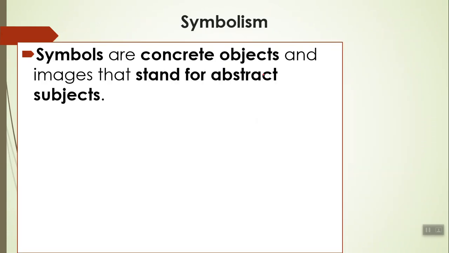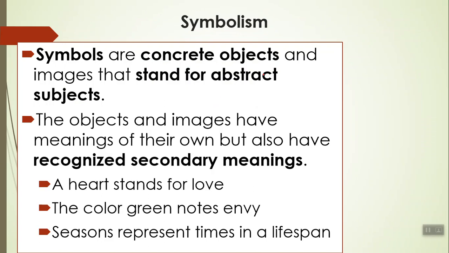Symbolism. I think symbolism is the thing that people struggle with the most. Symbols are concrete objects that stand for abstract subjects. So a lot of times we have an object or an image that has a meaning of its own, but it has a secondary meaning as well. For example, a heart is an organ that pumps blood in your body, but for the most part, we think of a heart symbolizing love.